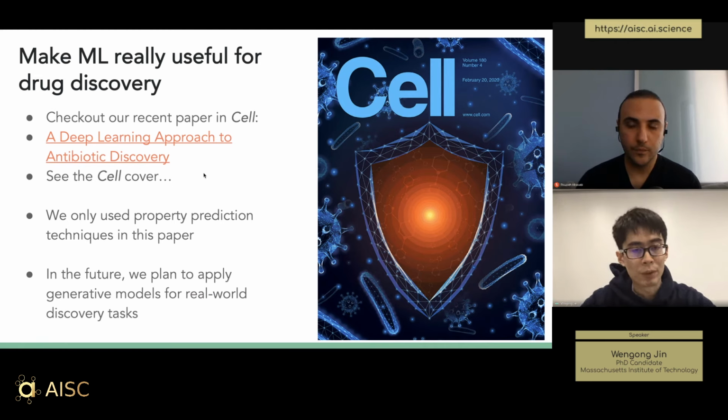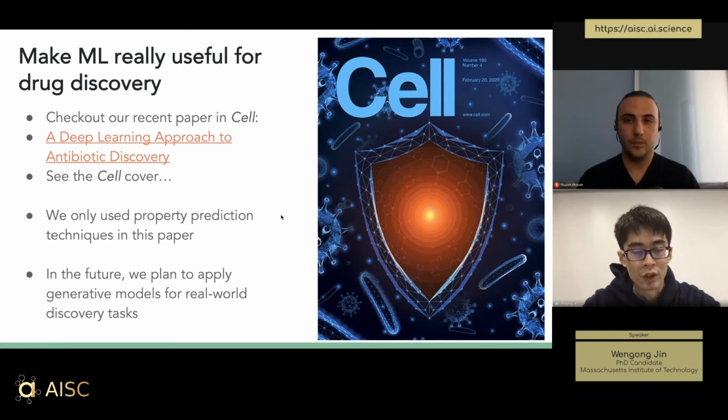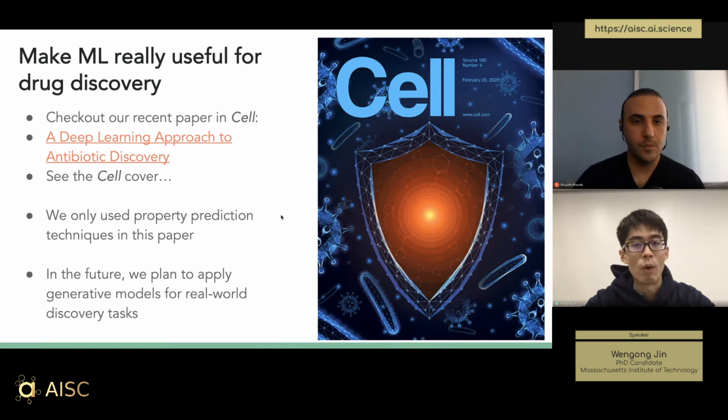We basically used property prediction techniques, and we tested molecules, and we found that using property prediction, we can find novel antibiotics that are experimentally validated to have a strong killing efficacy against a wide range of different bacteria species. So in the future, we also plan to apply all the generative models that I developed for real-world discovery tasks, ideally to validate them for antibiotic discovery.